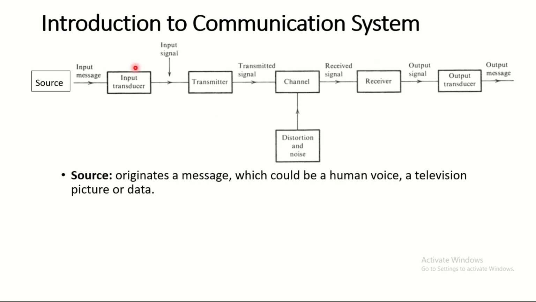Now we will consider a basic communication system by using this block diagram. Here we have a source, then an input transducer, a transmitter, a channel, a receiver, and an output transducer. Now we will study each of these blocks in detail. The source is basically the entity which originates the message. It may be, for example, a human who speaks, or a computer which provides digital data in the form of zeros and ones, or some other device.